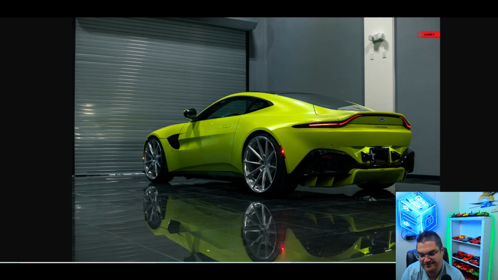Probably my favorite car for the money. For a brand new Aston Martin for 120K, it's still a lot of money, but certainly not like a $3 million Bugatti or something. But that's pretty cool. It's pretty nice. What do you think? You either love or hate the color, right?